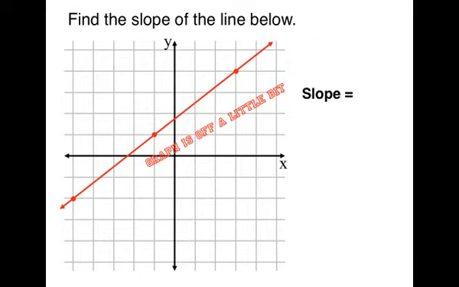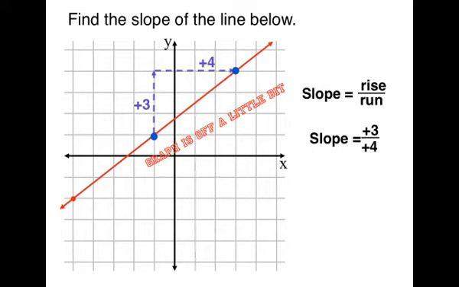Slope is equal to rise over run. Pick 2 points. What's my rise? Up 3. What's my run? Over 4. So I got positive 3 over 4.